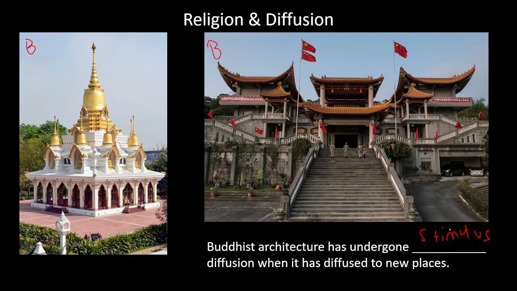So yeah, stimulus diffusion, when it has gone to new places. It reflects and adapts to the cultural landscape. So we see Chinese architecture here in this image in China. And then on the left we see Indian architecture as well, near its hearth for Buddhism. So that's something to note.